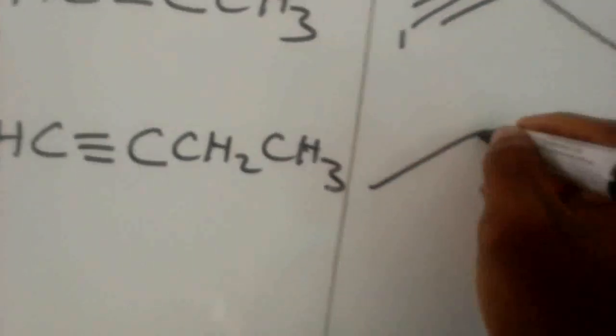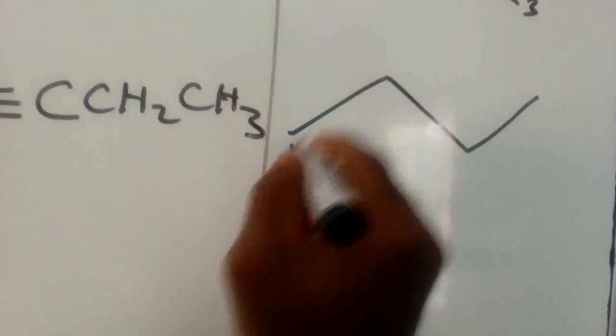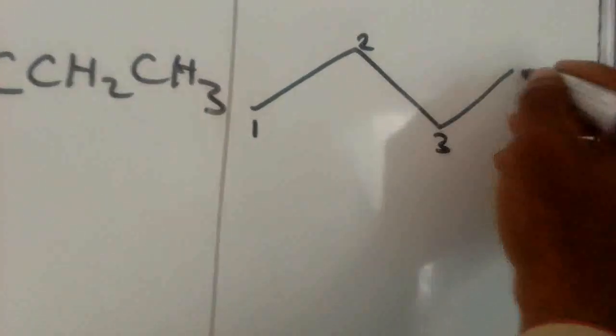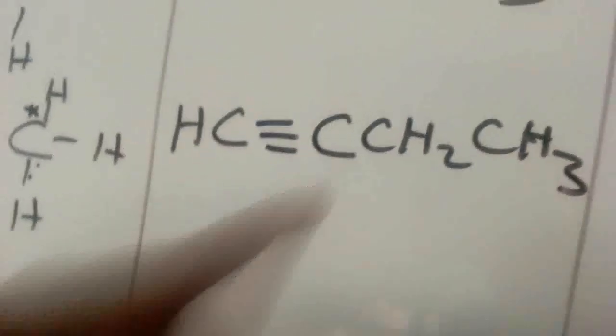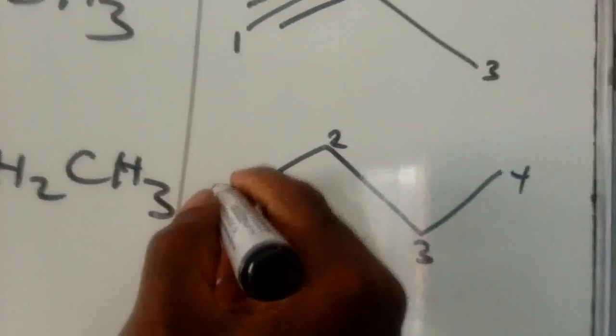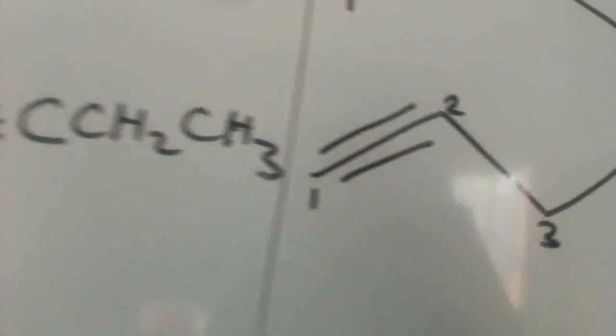So that is it. Now we go back to this. To draw the skeletal formula, we have 4 carbons, 1, 2, 3, and 4. The triple bond lies between carbon 1 and 2 in this structure. So I can put it here, 1 and 2. So this is the skeletal formula for but-1-yne.